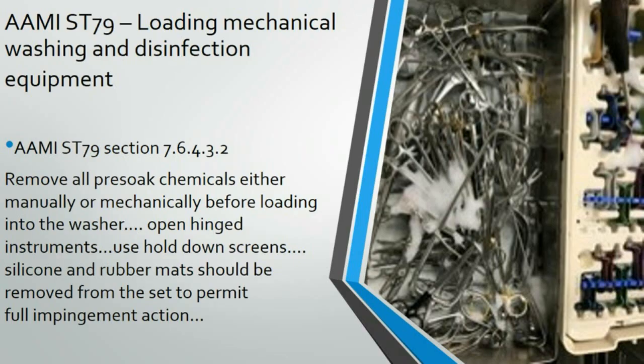Now we're going to talk about ST79, loading mechanical washers, 7.6.4.3.2. Remove all pre-soaked chemicals either manually or mechanically before loading into the washer. Open hinged instruments, use hold down screens, and silicone rubber mats should be removed. All of these are to make impingement work, and as we talked about, that's 60% of the cleaning.